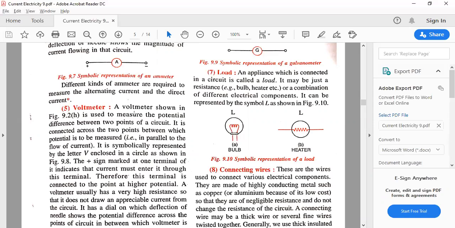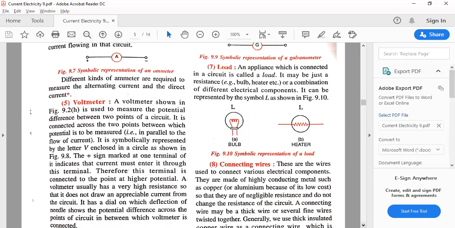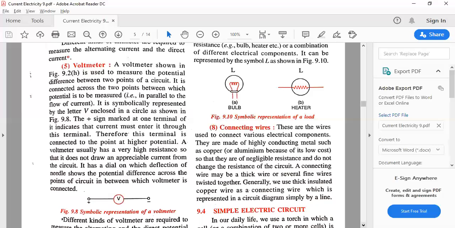So the voltmeter is represented by V. The plus sign again indicates that current is flowing through that side, and the terminal is connected at a higher potential. So a voltmeter should have high resistance. Why? Because a voltmeter does not have to measure the current. I don't want any current to flow through it, so it will just show the potential difference.